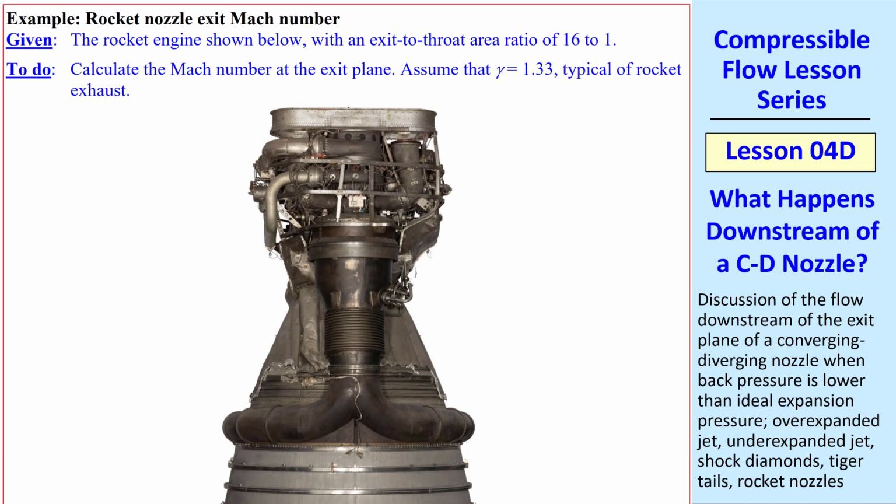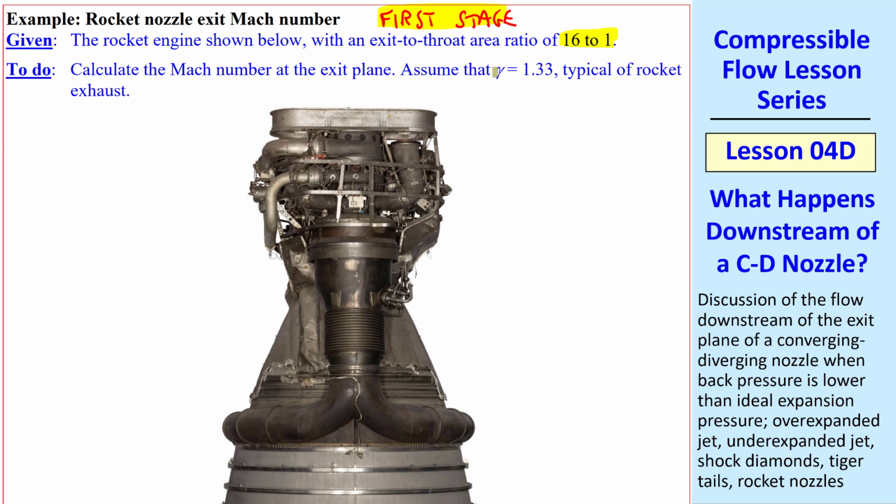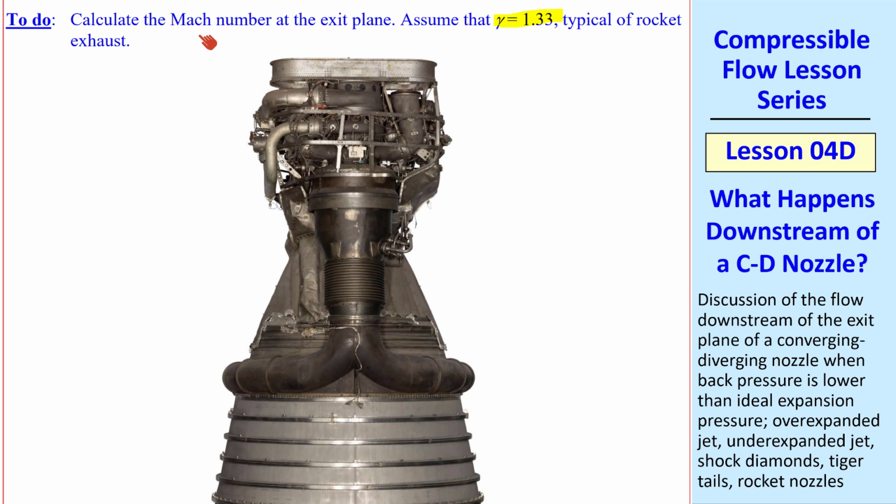Here's an example of an actual rocket engine. This is a first stage rocket engine, which is what you would use at liftoff. The exit to throat area is 16:1, and for all these rocket problems, we'll use gamma of 1.33, which is pretty typical for rocket exhaust. The throat is around here, and the exit plane is 16 times bigger area than the throat. We want to calculate the Mach number at the exit plane.